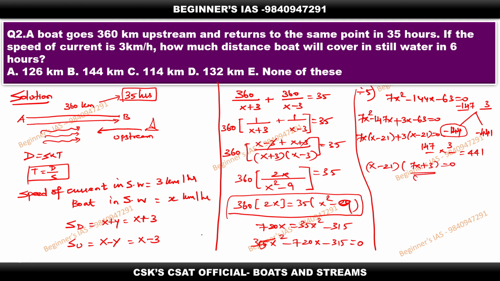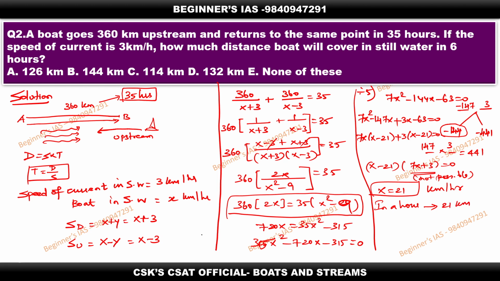This is not possible since you will get the negative value. So here x is equal to 21. So here x is nothing but the speed of the boat in still water, that is 21 km per hour. So which means in an hour it can travel 21 km.